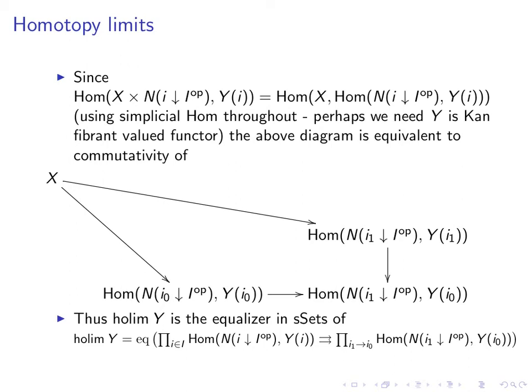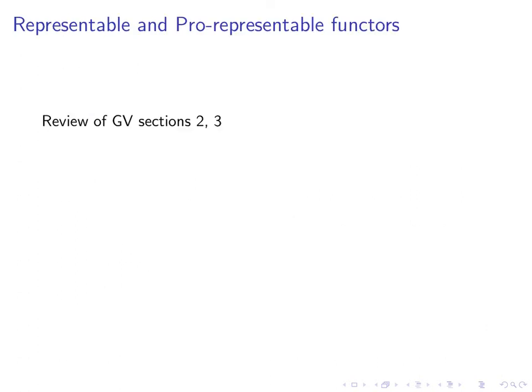And that's what this next line here says. The homotopy limit is the equalizer of all these simplicial sets. Okay, so let's move on to representable and pro-representable functors. This is sections 2 and 3.